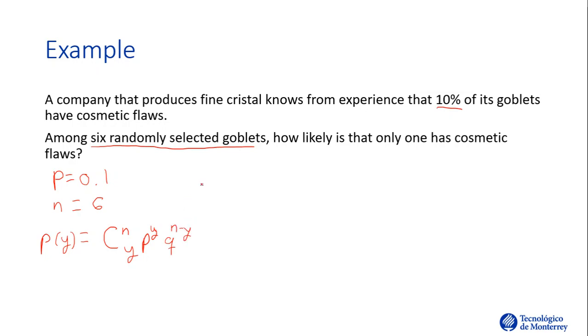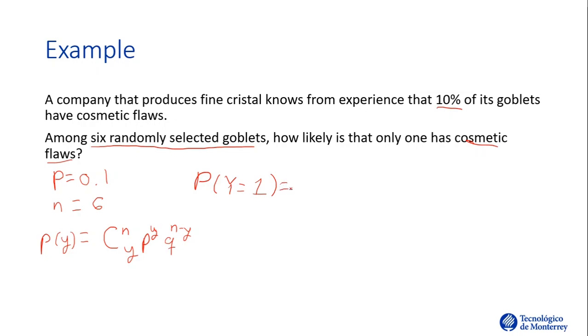So for solving this exercise, what they are asking us is, what is the probability that the number of successes, that is, the number of elements with a cosmetic flaw, is just going to be 1. As you can see, the success is not necessarily something good. In this case, a success is having a cosmetic flaw.